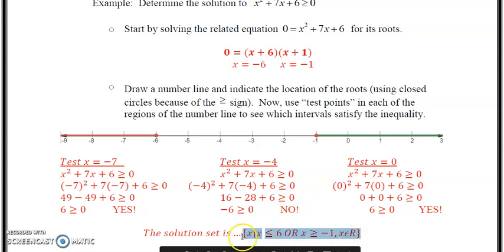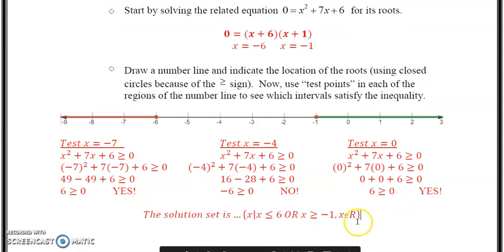And there's your fancy set notation. If you said x is less than or equal to -6 and x is greater than or equal to -1, I'm okay with that, but I just want to show you some of the fancy notation that some of your teachers may require, right? So I just like to show you different ways. Okay.